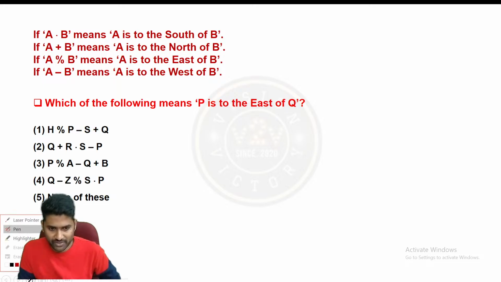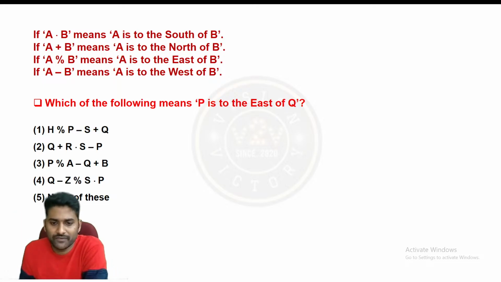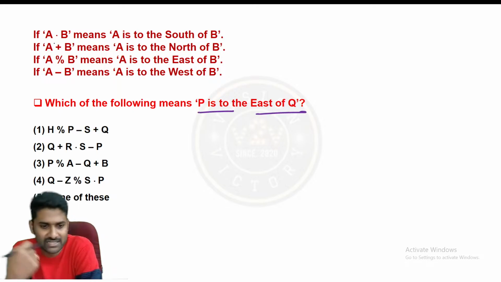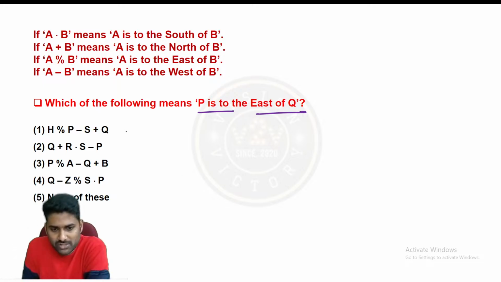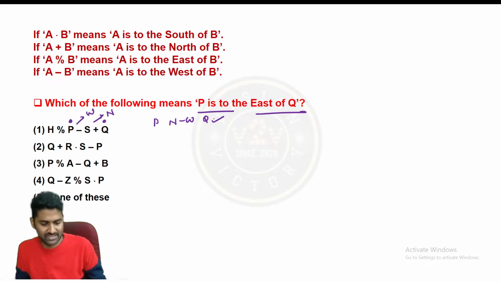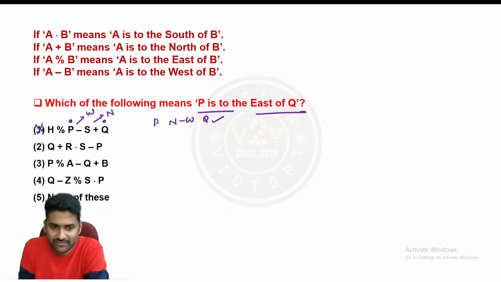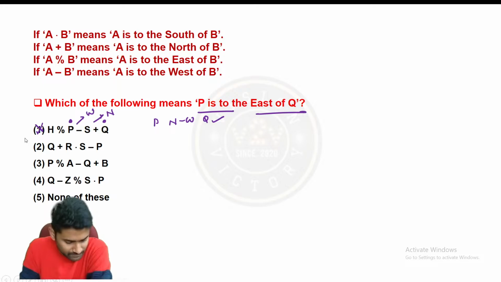Now go through this information. Which relation exactly indicates P is the east of Q? They are represented with the direction in each and every symbol. Now just look into this picture. If you draw the picture, we need the information between P and Q. Here minus represents west, plus represents north. If you draw the picture, you will get P is northwest of Q. So this is an invalid diagram for our condition.